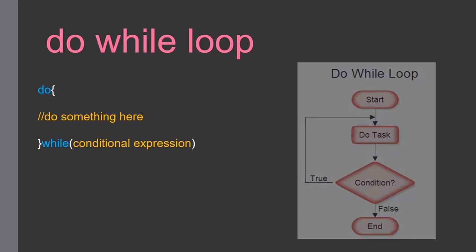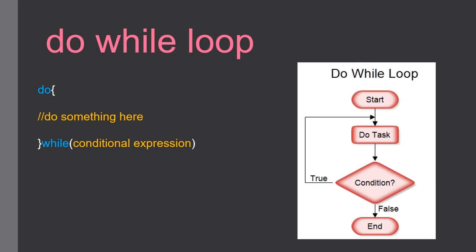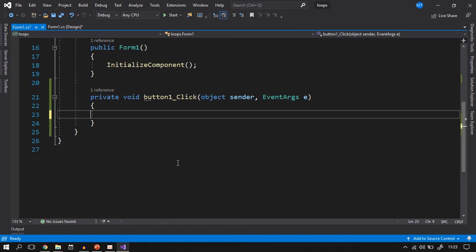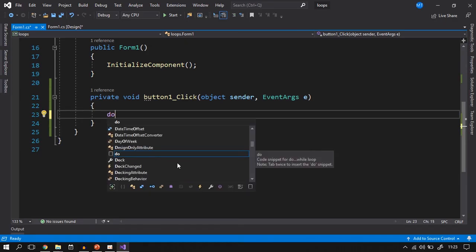Now the last loop we're going to look at is the DoWhile loop. So this is basically a while loop that does something first and then it checks for the conditional expression last. If we look at it right here on our right hand side, you could see that our DoWhile loop starts with the task and then it does the condition after. So it's going to run the code first and then after that it's going to check for the condition.